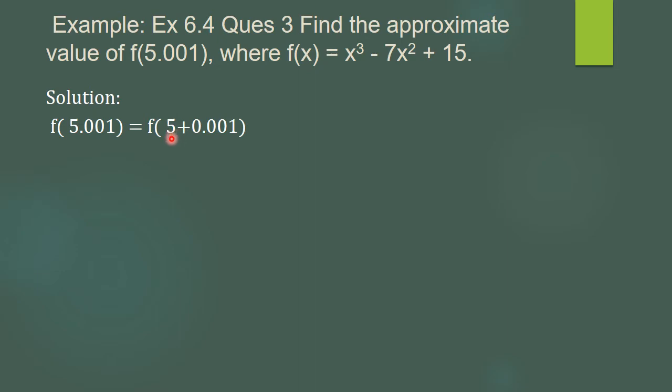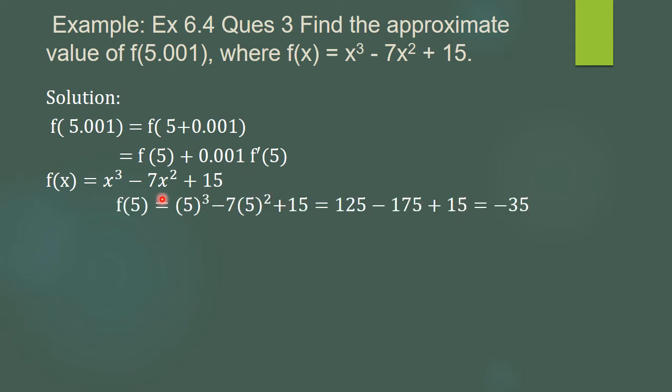So your x is 5 while del x is 0.001. By the formula it will be f of 5 plus 0.001 times f dash of 5. For that, first we'll calculate f of 5. f of x is given, so to calculate f of 5, every x should be replaced by 5. So that will be 5 cube minus 7 into 5 square plus 15. So that will be 125 minus 175 plus 15. We get it as minus 35.